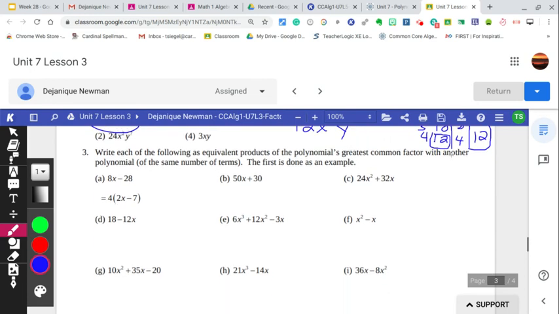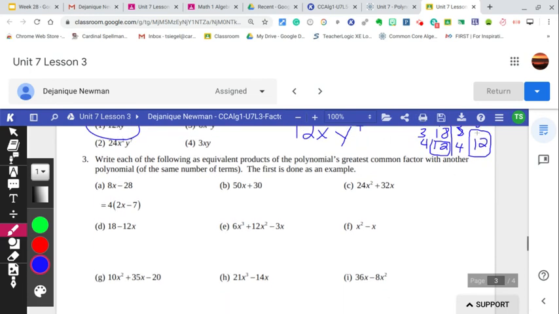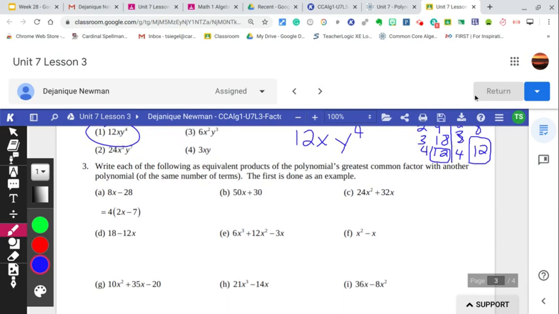All right. So now this one, they're asking you to find the greatest common factor and then factor it out. It makes it look like a distributive property. So for B, the greatest common factor of 50 and 30 is 10. And you open up a parentheses. Now 50 divided by 10 is 5x plus 3. So if you multiply them, you would get what you started with.